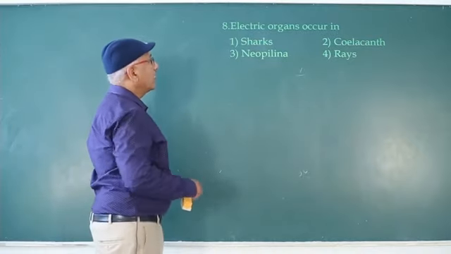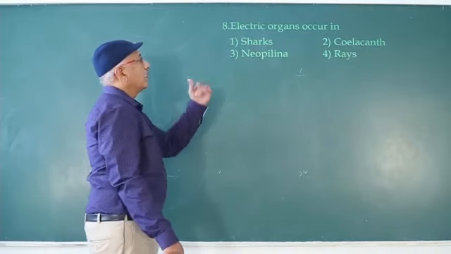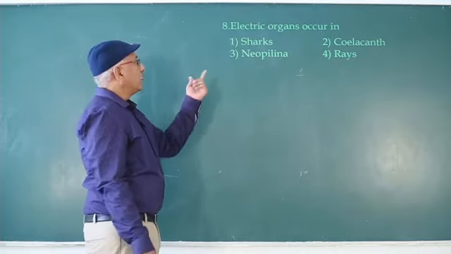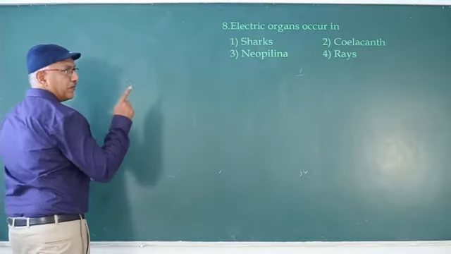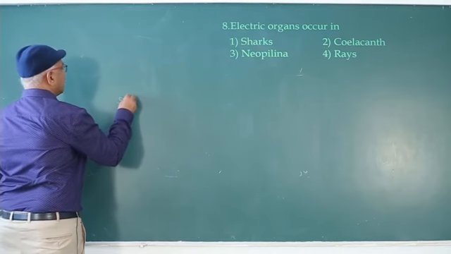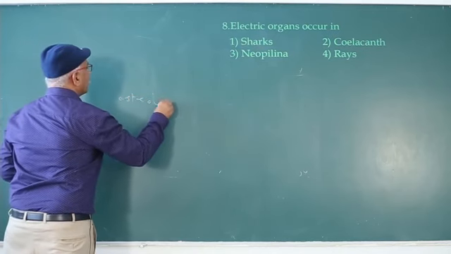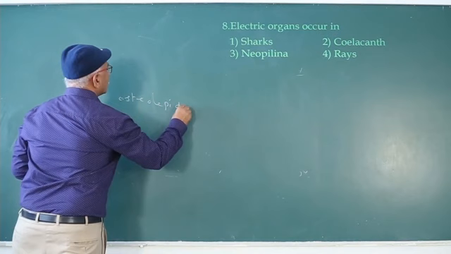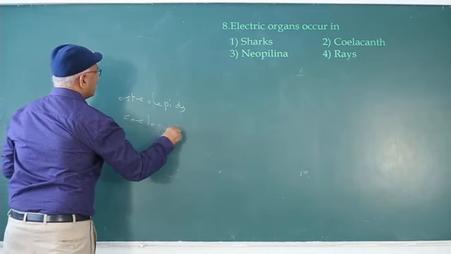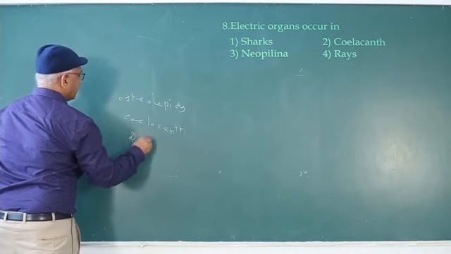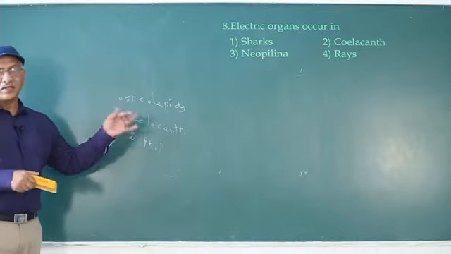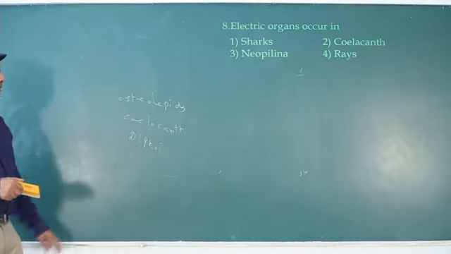Electric organs occur in sharks. Coelacanth is a lobe-finned fish. Only 3 groups of fishes have lobe-finned fishes: osteolepids, coelacanth and dipnoi. Dipnoi means lungfishes. Osteolepids are the ancestors of amphibians.